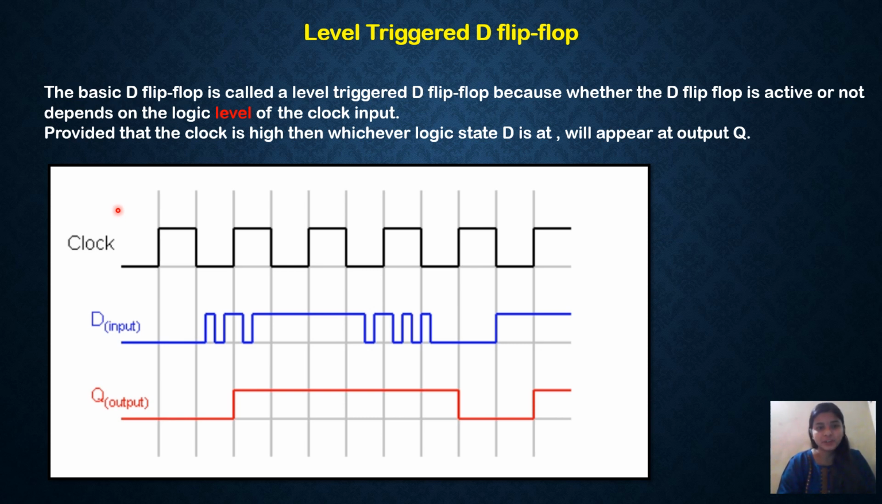Look at this timing diagram. Here clock is at 1, data is at 0, hence output that is Q is at 0. Here clock is at 1, data is at 1, hence Q is at 1. Here clock is at 0, but Q is at 1. Why? Because since clock is at 0, the D flip-flop does not take any input. Hence, the Q retains its previous state, that is 1.